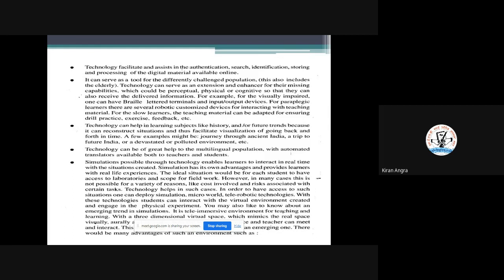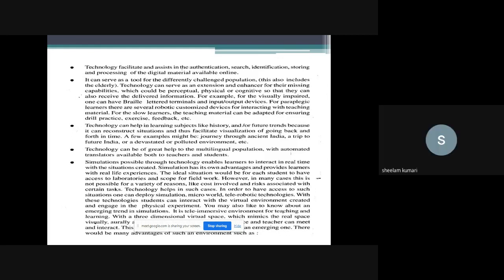You must be knowing, for visually impaired, braille lettered terminals are available now. For paraplegic learners, there are several robotic customized devices for interacting with the teaching material. For slower learners, the teaching materials can be adapted, ensuring drill practice, exercises, feedback, the movement in very small steps. धीरे धीरे चलें अगर वो slow learner है. So this way the technology helps them to come up. They can be as good as the other children.